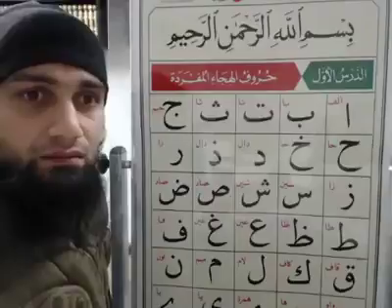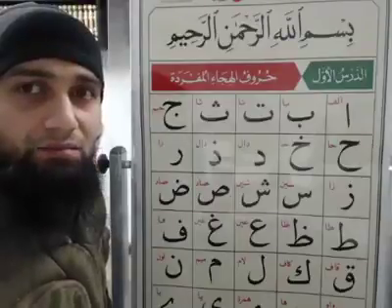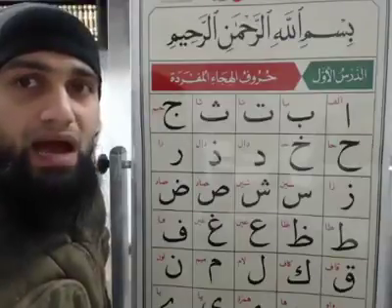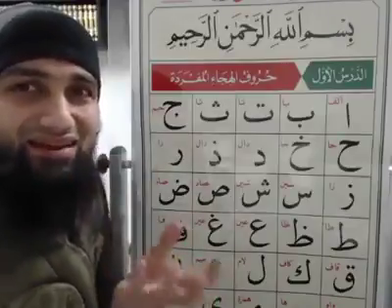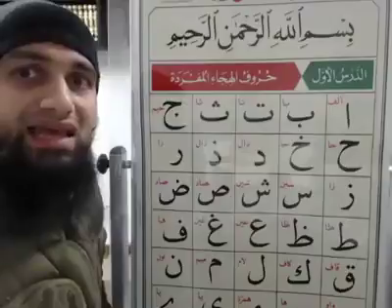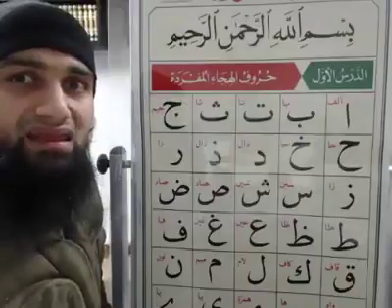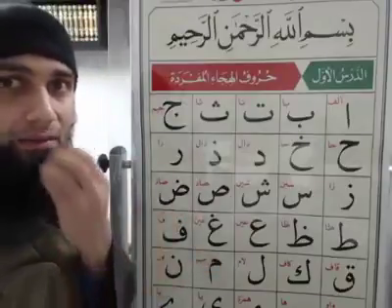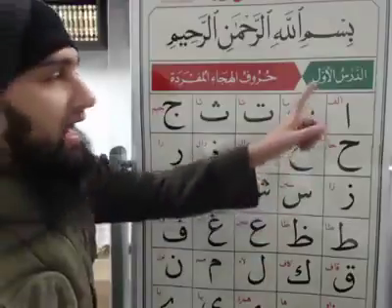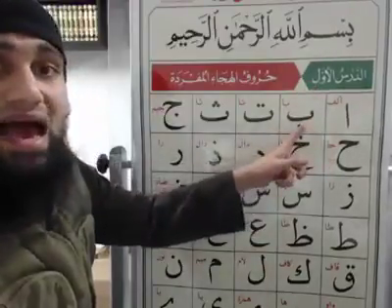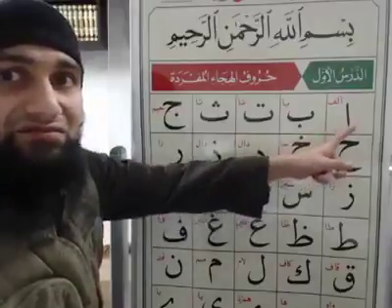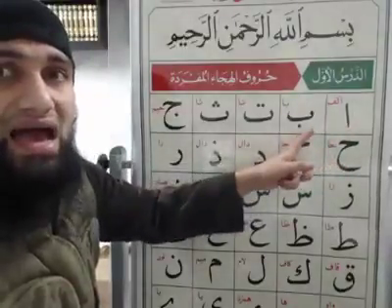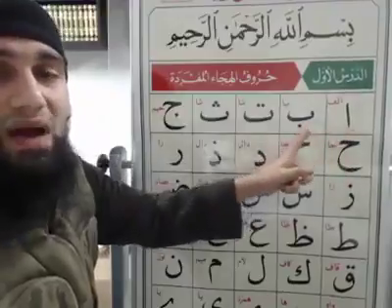So ba, ba, ba, ba. You see the sound is light sound. I don't say bo. I say ba, like bath. Ba, ba. Alif, ba, alif, ba, alif, ba, alif, ba.